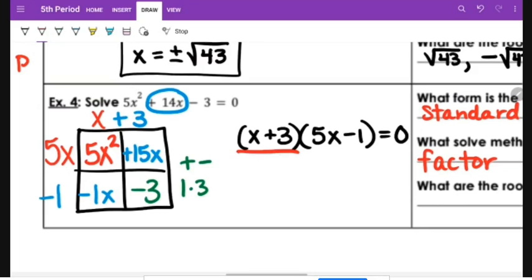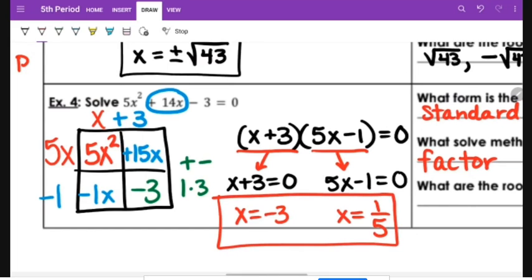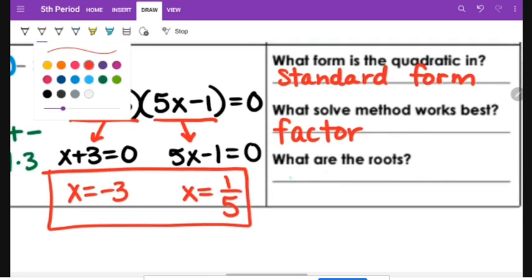And we now have to use the method we use for factored form. We have to set each of these equal to 0, solve each of them for x. We end up with two answers, x equals -3 and x equals 1 over 5. These are our two answers. We're going to write them over on the line.